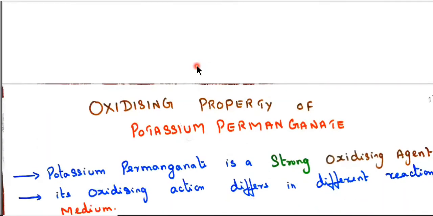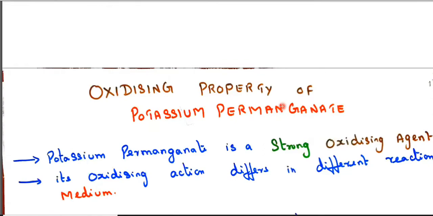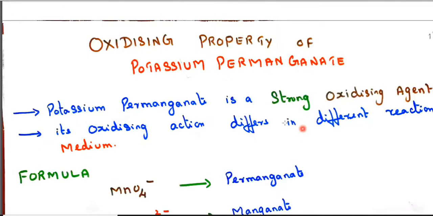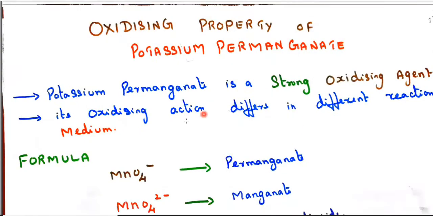Dear students, today let us see the oxidizing property of potassium permanganate. In the previous session, we saw the oxidizing property of potassium dichromate. Now, the oxidizing property of potassium permanganate in all the three media. Potassium permanganate is a strong oxidizing agent and its oxidizing action differs in different reaction media.